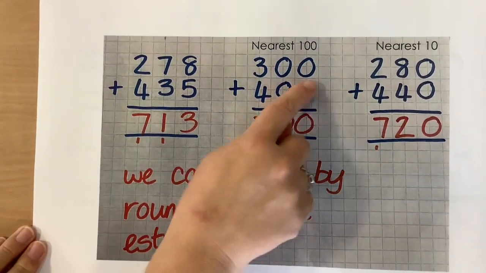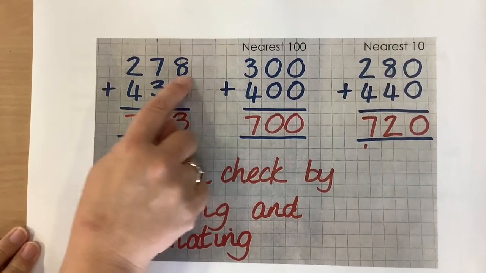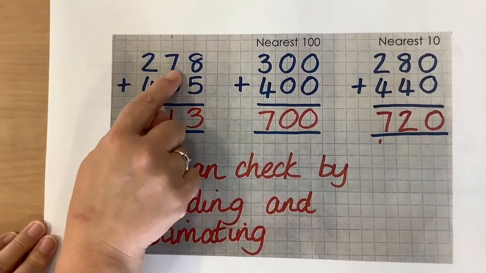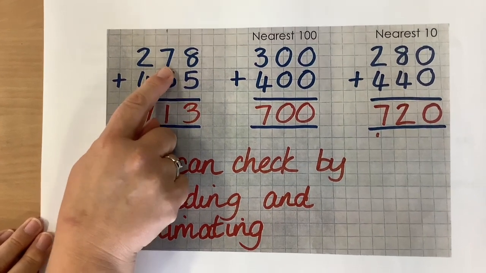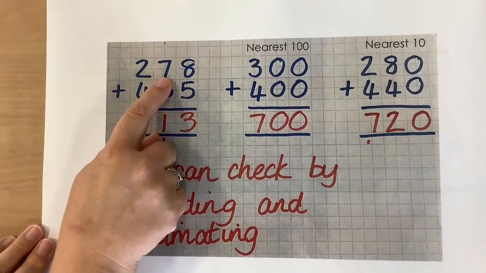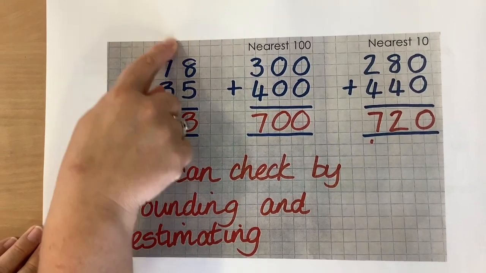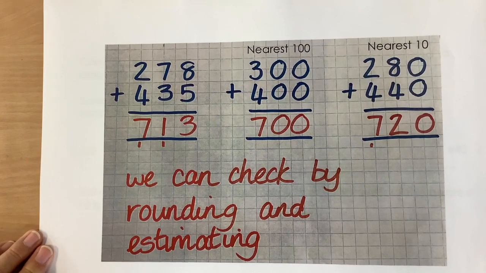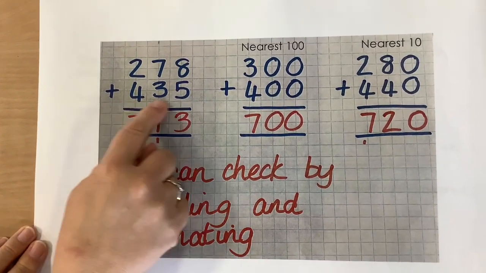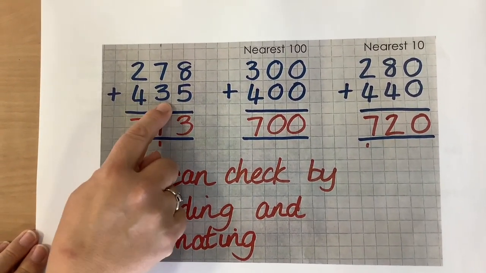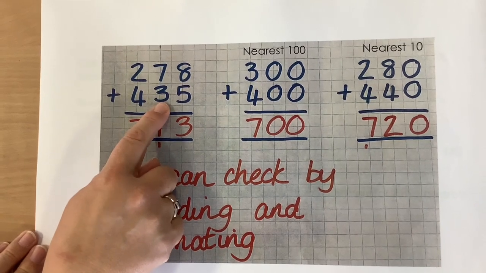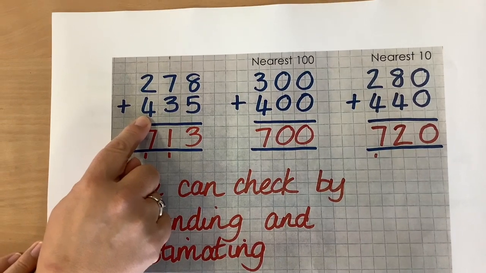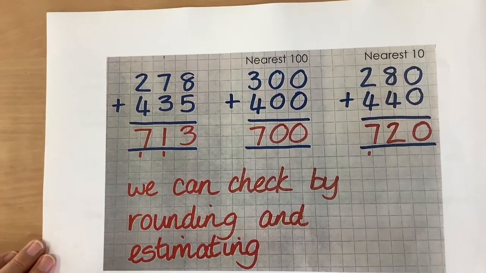So if we look here, we've looked at our number 278 and we want to round it to the nearest 100. So we look at the tens column. The tens column is 7, so it's more than 5. So we round up to the nearest 100, which is 300. The bottom number 435, we look at the tens column again, and it's 3, less than 5. So we slide to the floor and we round down to the nearest 100, which is 400.